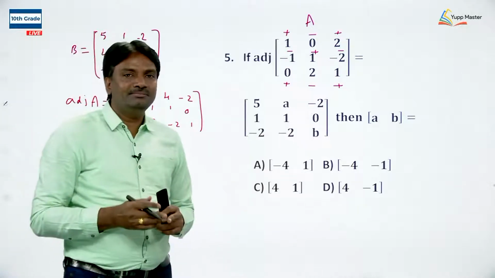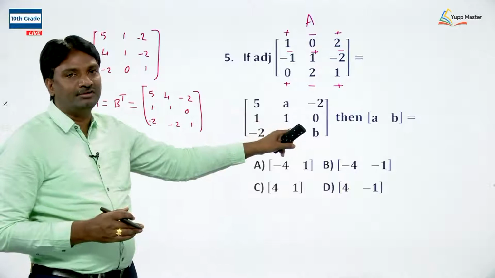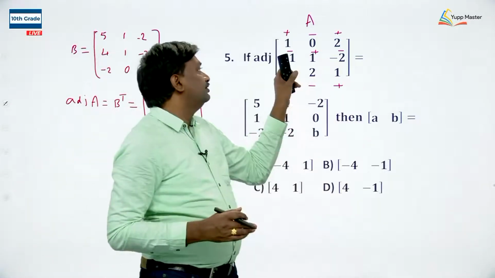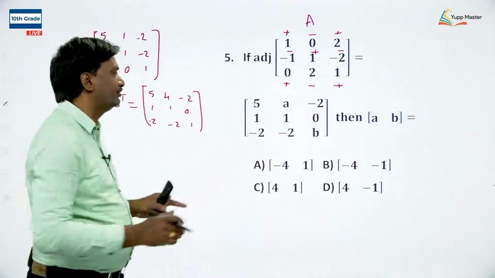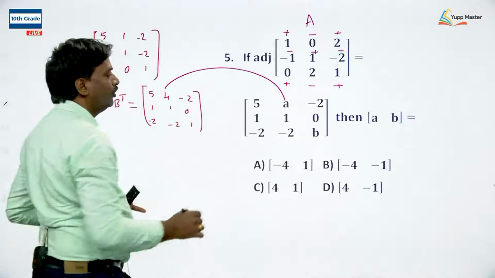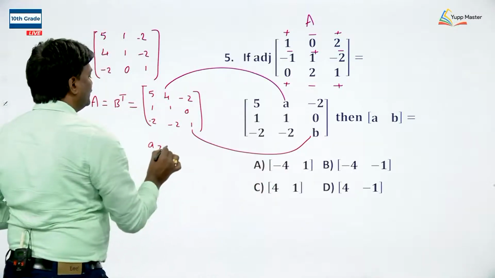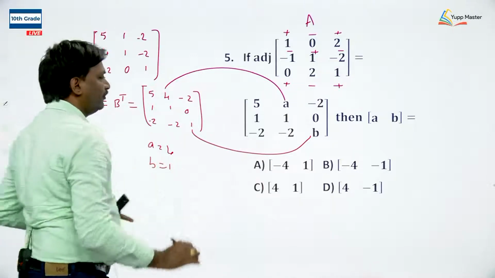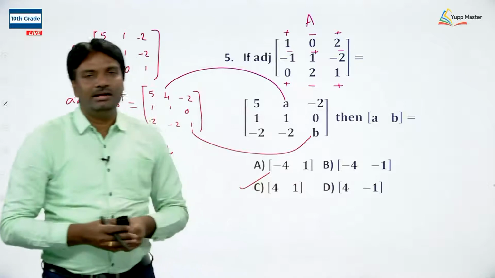Now by comparing the corresponding elements in this matrix and in this matrix, because the adjoint of this matrix equals this matrix. Here in place of A we have 4, so A equals 4, in place of B we have 1, so A equals 4 and B equals 1. So AB is 4 and 1, that is option C.